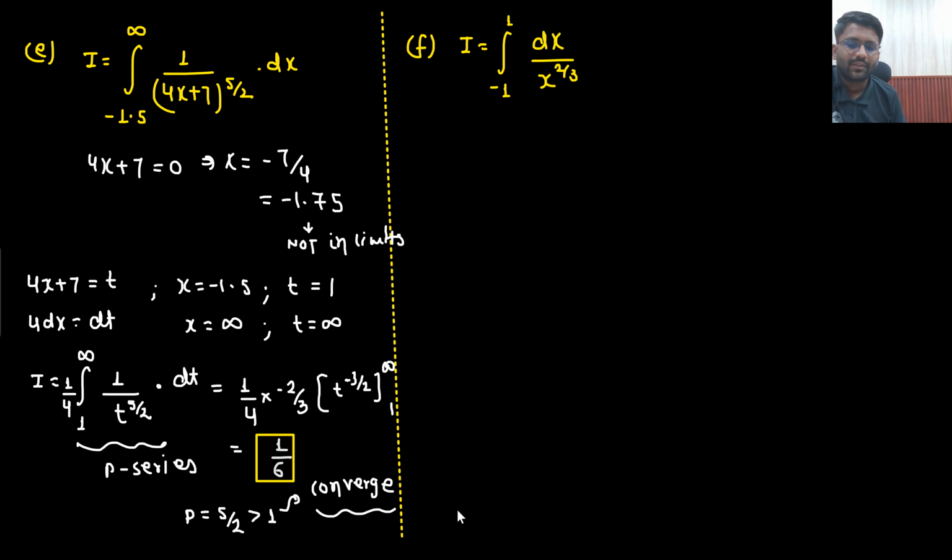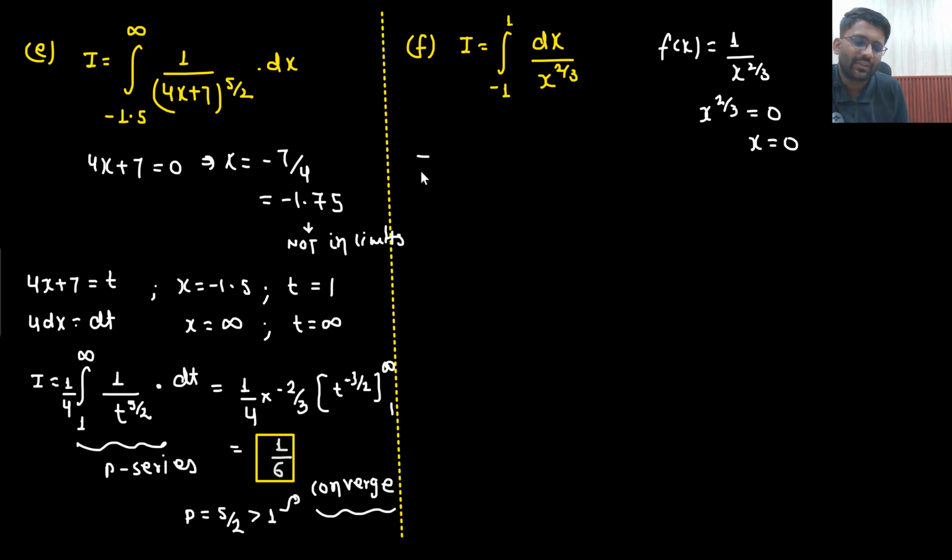Yeah. So next, this question. Where is the problem? The problem is at x equals 0. The problem is when the denominator becomes 0. What is the function here? The function is 1 by x to the power 2 by 3. So when the denominator becomes 0, then there is a problem, and that will become 0 at x equals 0.